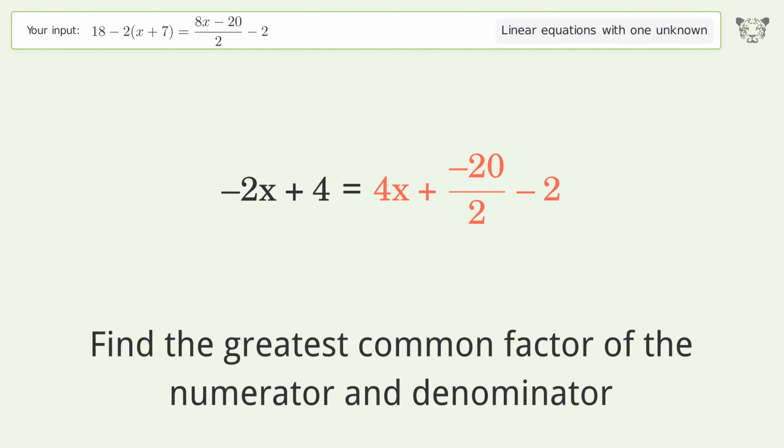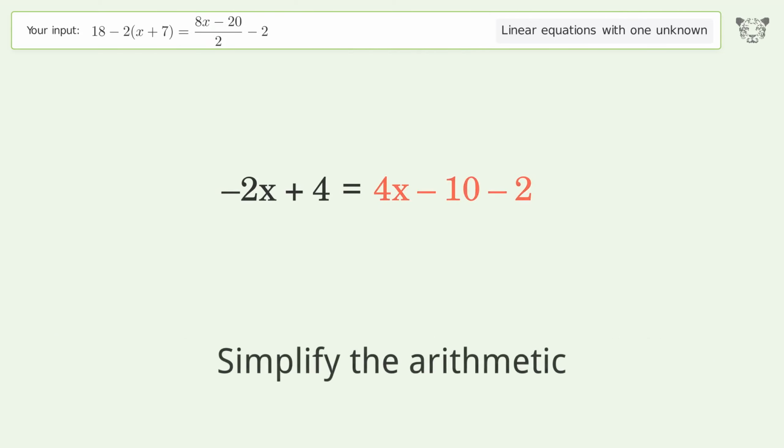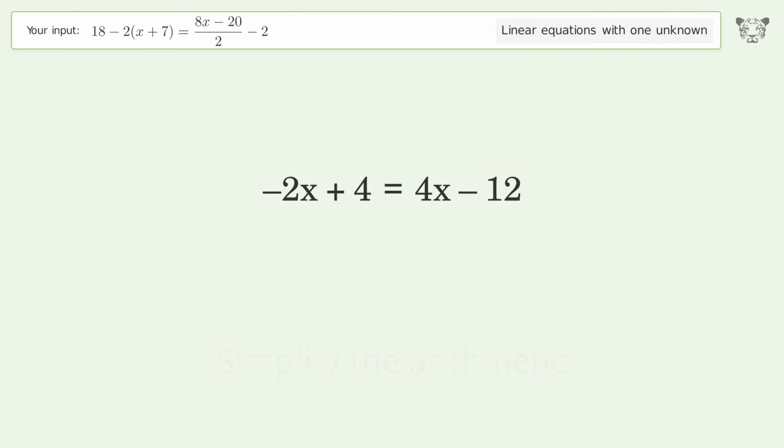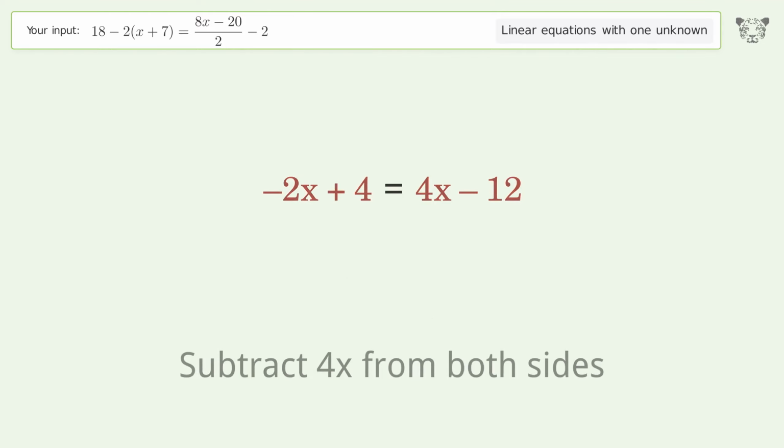Find the greatest common factor of the numerator and denominator. Factor out and cancel the greatest common factor. Simplify the arithmetic. Group all x terms on the left side of the equation. Subtract 4x from both sides.